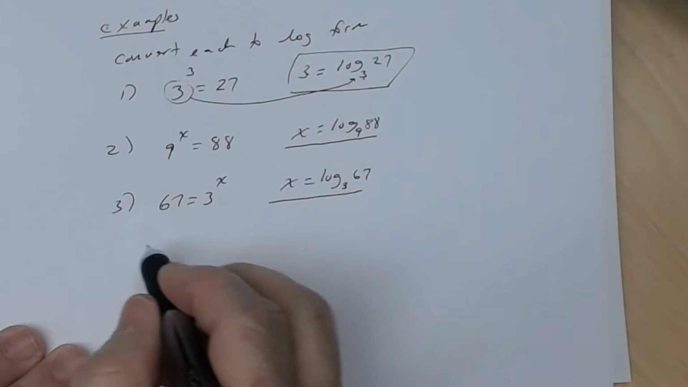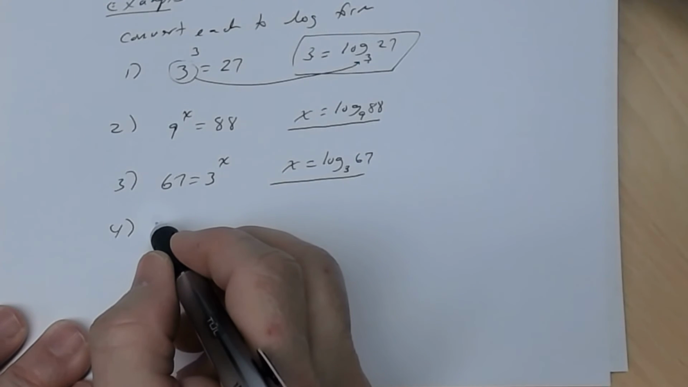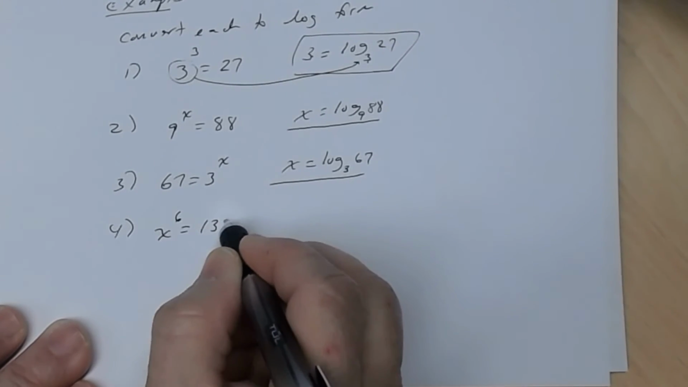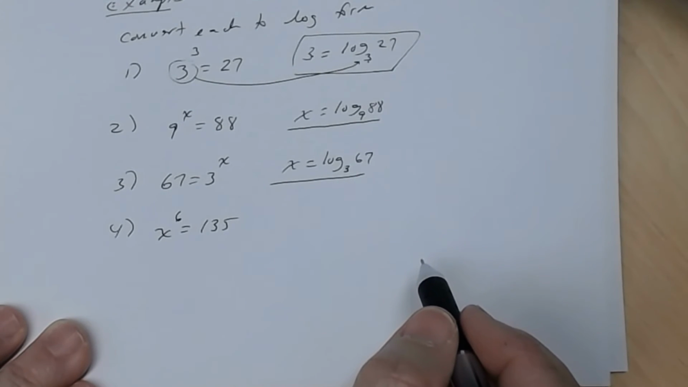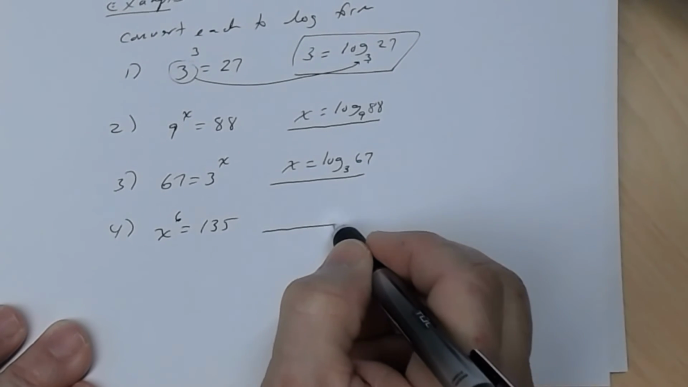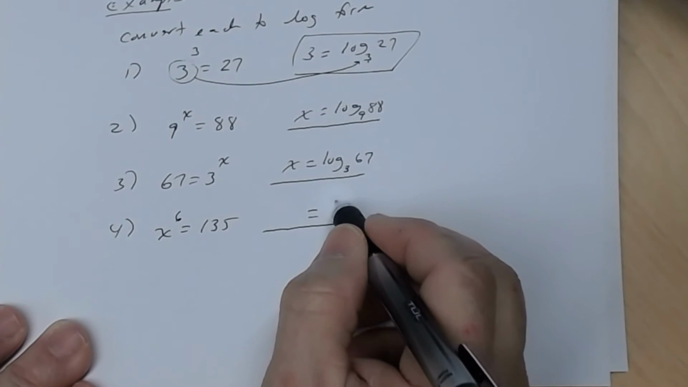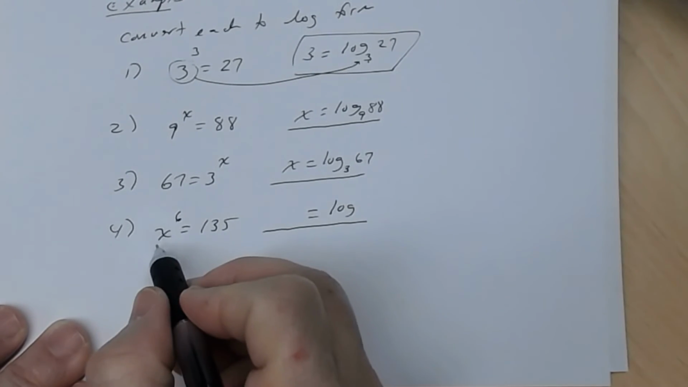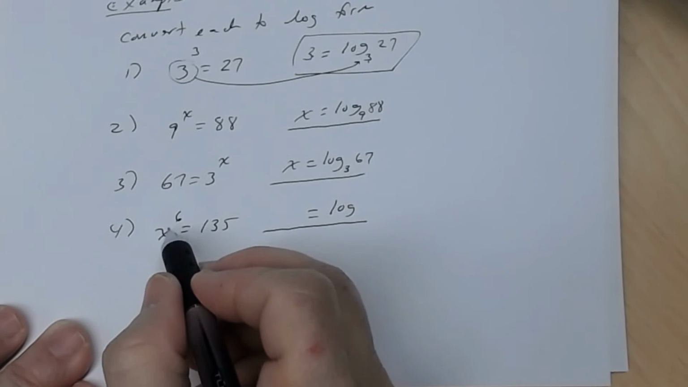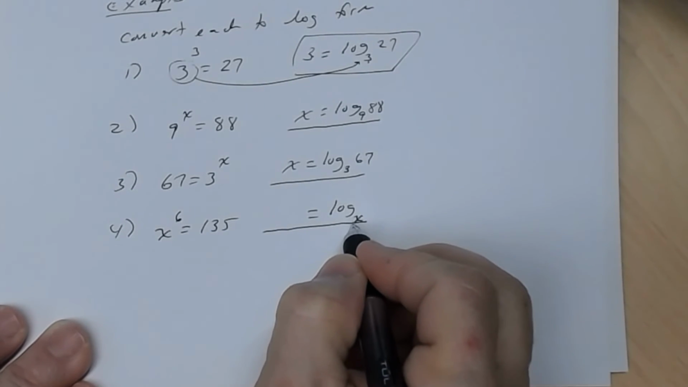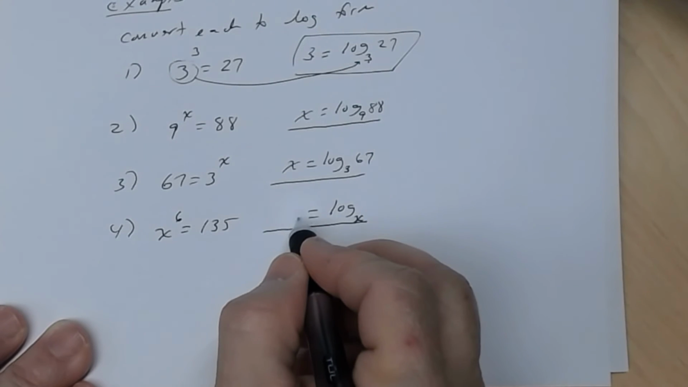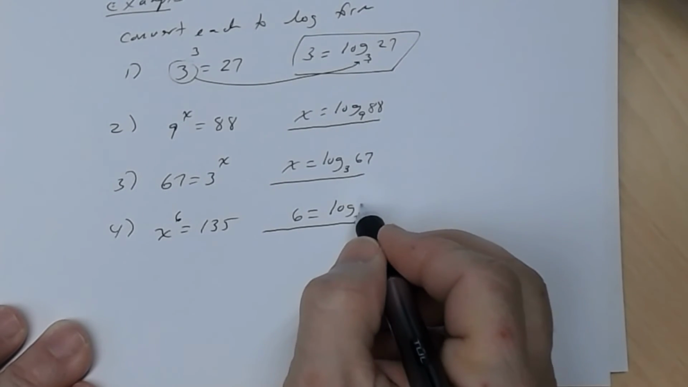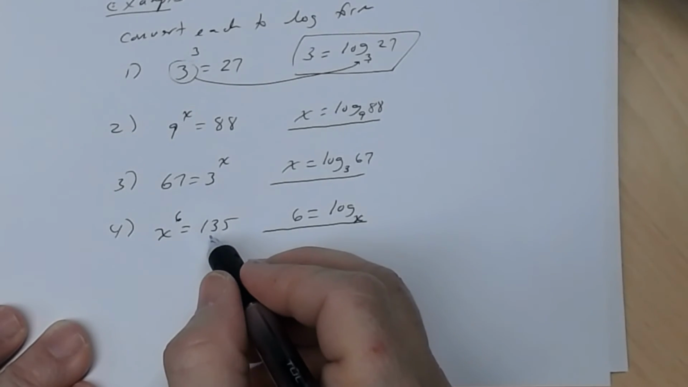Number 4, you have x to the 6 equal 135. You want to convert that to a logarithm. So make sure you say equal log. You've got to put the base. The base is what you see here, so there'll be an x. So you can say x to what power? Your exponent is this exponent, so that's 6. And then you need the argument. Well, the argument would be this number right here.